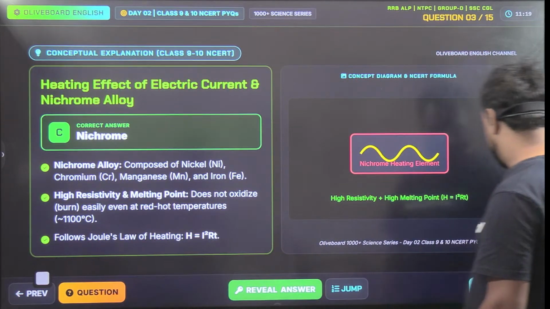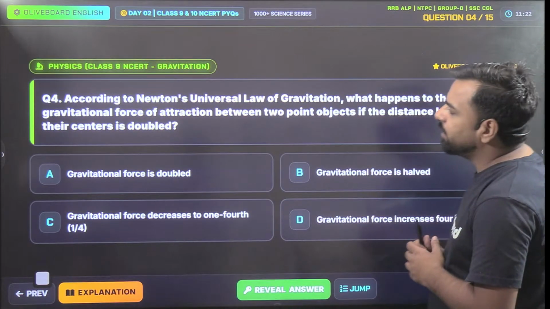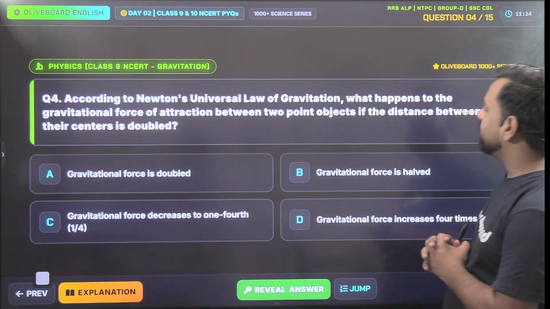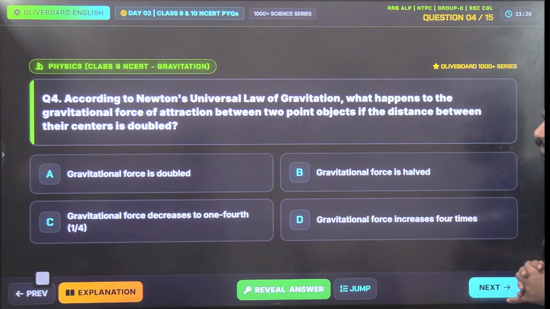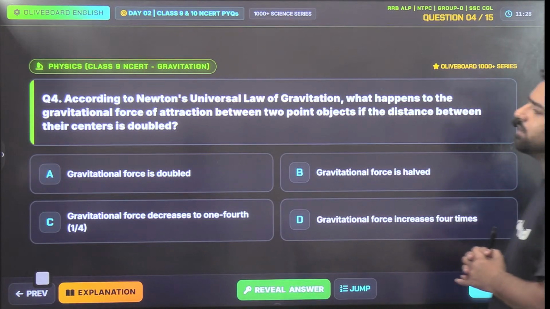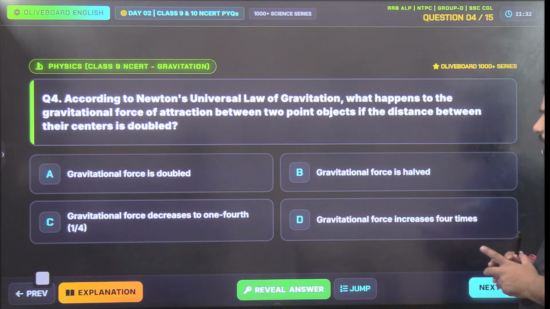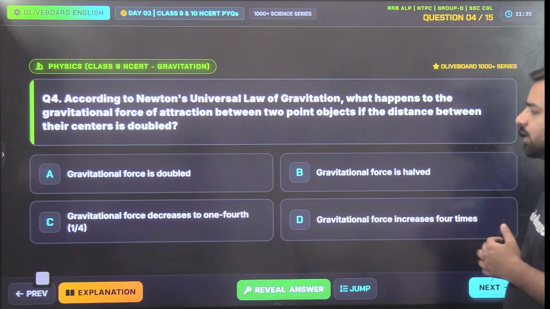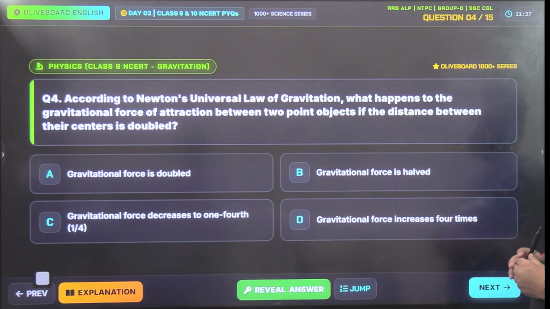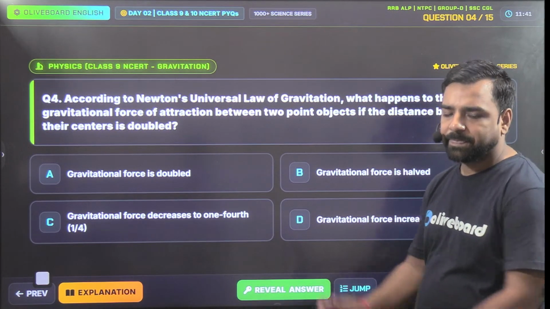Next. The next question is here. According to Newton's universal law of gravitation, what happens to the gravitational force of attraction between 2 points if the distance between their centers is doubled? So gravitational force will be doubled, gravitational force will be halved, gravitational force decreases to 1/4, or gravitational force increases to 4 times. What will be the answer?